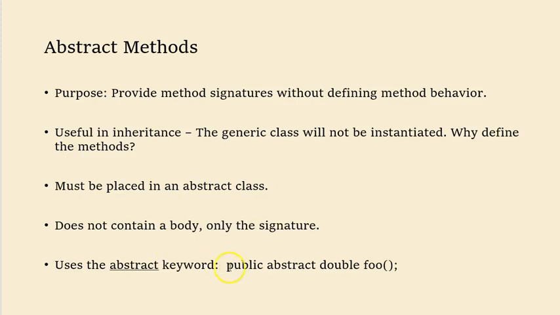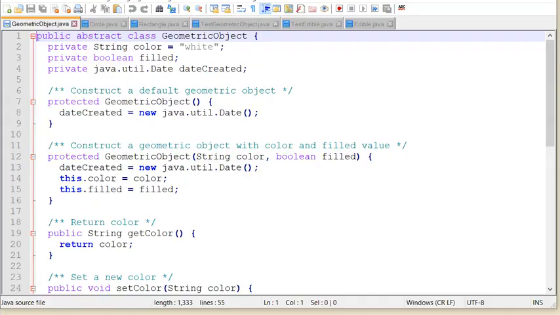So here's an example signature: public abstract double foo, foo being the generic name for a method. So we're saying it's public, its return type is double, its name is foo, and it's abstract. And once you say that, you don't include anything else. You don't include the curly brackets and the executable lines of code or anything like that. It's just the signature.